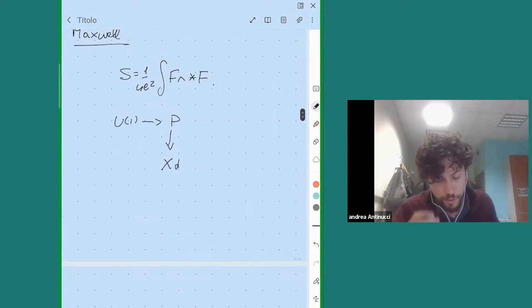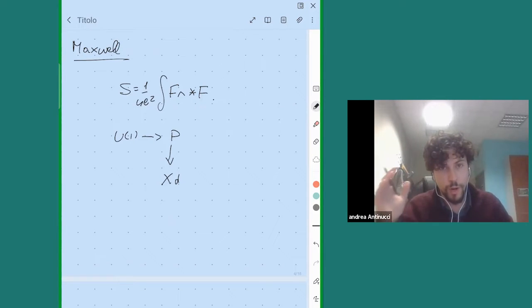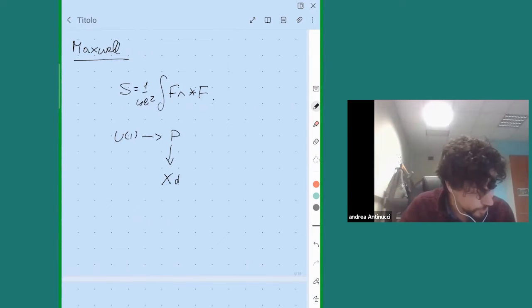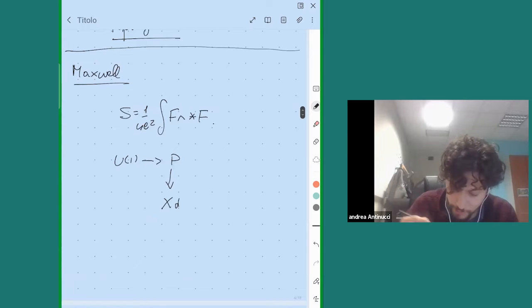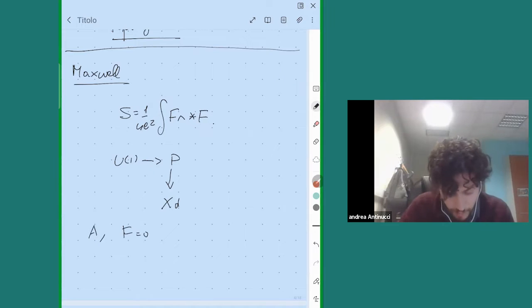I will clarify in a moment what I mean, but I will explain higher form symmetries in Maxwell theory in two different ways. The first one is a bit more pedestrian. The second one is a bit more precise. It will be the one which can be generalized to non-abelian gauge theory. But for the moment, let me just say that I'm summing over connections, connection A, and F is just dA. And so the action is invariant if I shift my connection by a closed form.